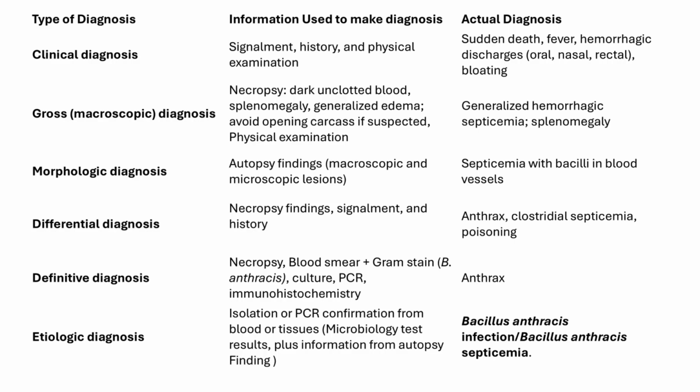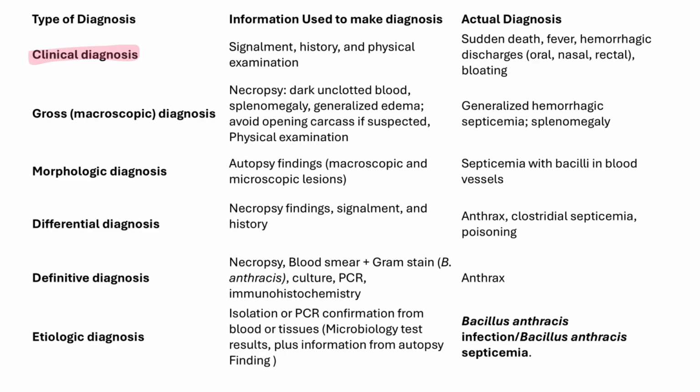Today we'll talk about anthrax, a serious bacterial disease caused by Bacillus anthracis, to explain the different types of diagnosis. Anthrax primarily affects herbivores like cattle, sheep, and goats, but it can occasionally infect dogs and humans. Early recognition is crucial because the disease can cause sudden death and has public health importance. Clinical diagnosis. Clinically, anthrax often presents as sudden death in otherwise healthy animals.